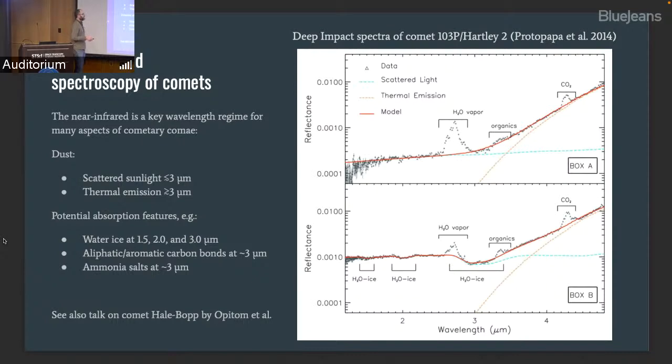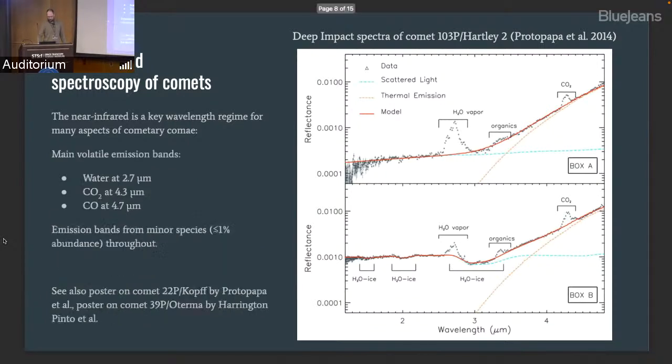The top plot is a spectrum of Hartley 2. These are both spectra of Hartley 2, but just two different samples within the coma from the Deep Impact spacecraft. The top one is a more dust-dominated spectrum. The bottom one has ice features in it, 1.5, 2, and 3 microns. The 3 micron band, in this image, appears to be dominated by water ice. However, there are other explanations for that in some other objects. I'm not going to talk much about the continuum. If you want to know more, also see the talk on Comet Hale-Bopp in this session by Cyril Opiton.